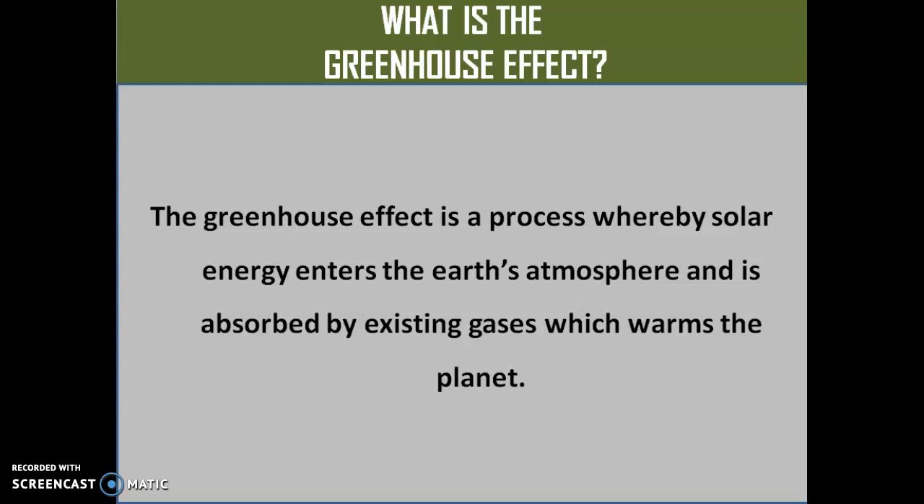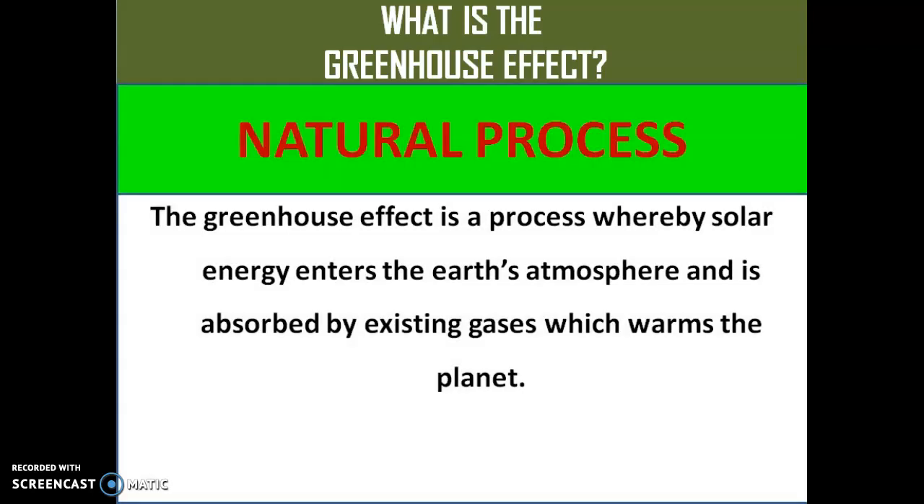Now, what is the greenhouse effect? It is a process whereby solar energy enters the Earth's atmosphere, and in doing so, it is absorbed by existing gases in the atmosphere. These gases are what we call greenhouse gases, and since they absorb the energy from the sun, they tend to facilitate the warming effect of the planet. Now, let us bear in mind that it is a natural process. It is a naturally occurring process.